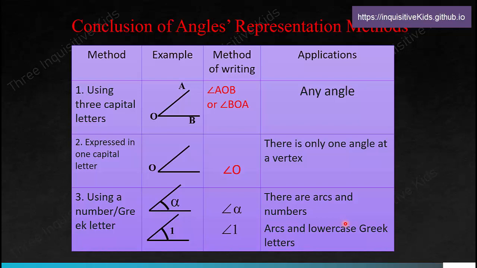Easy enough. Here's a conclusion of the angle representation methods. Method 1, using 3 capital letters. Here's an example, AOB or BOA. And the application is any angle. Method, oh, by the way, this is something you should be paying attention to. And if you're not paying attention, or if you think you're going to lose what I'm saying right now, jot this down.